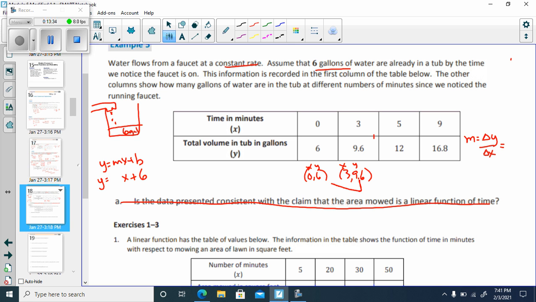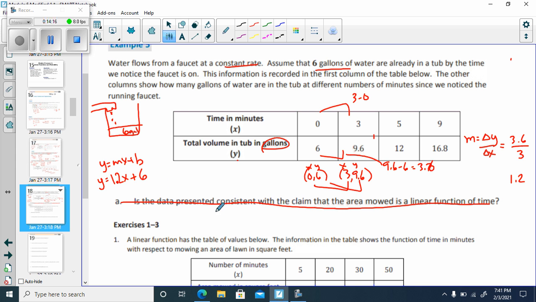You're finding the difference in your y values. 9.6 minus 6 will give you 3.6. Your change in y is 3.6. How about your x's? 3 minus 0. See, that's what we've got here. 3 minus 0 is 3. 3.6 divided by 3 would give me 1.2. This is 1.2, and see my y's are on top, 1.2 gallons per minute. We're flowing at a rate of 1.2 gallons per minute on this one, right? And we're starting with 6 gallons in the tank.